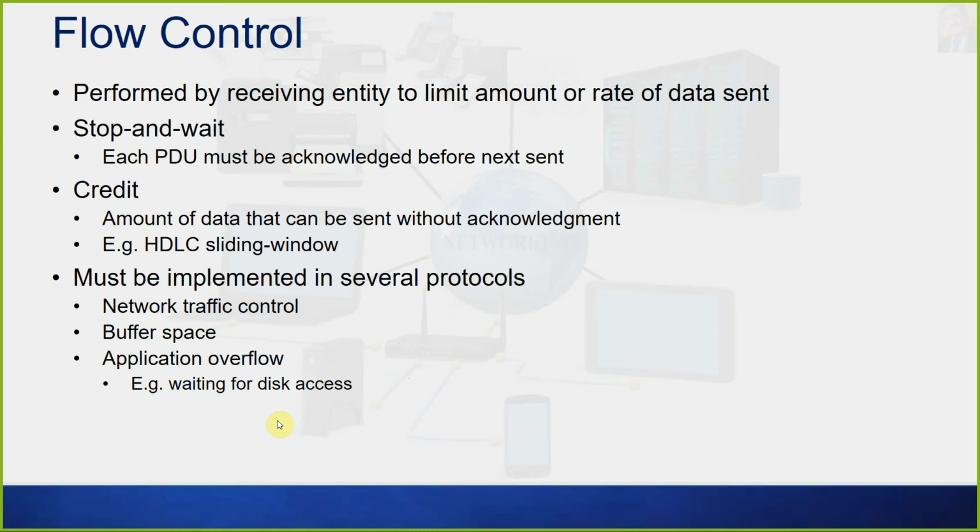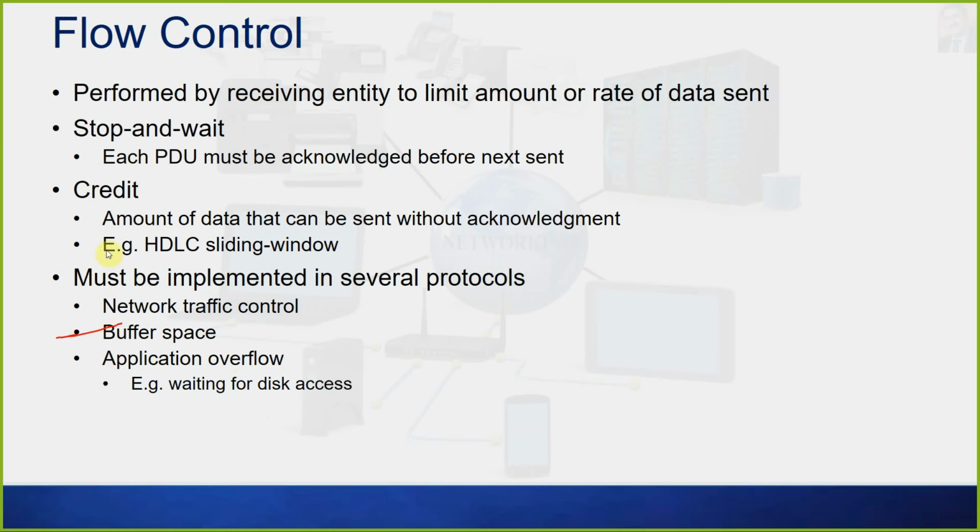Flow control: how much data can be transferred, how much can go at any point in time? How many are contenders? Who all are contenders to use the same channel? Like a traffic cop standing at a signal, allowing traffic from one road to move and holding others. That is for controlling the flow of traffic. It is performed by the receiving entity to limit the amount or rate of data sent.